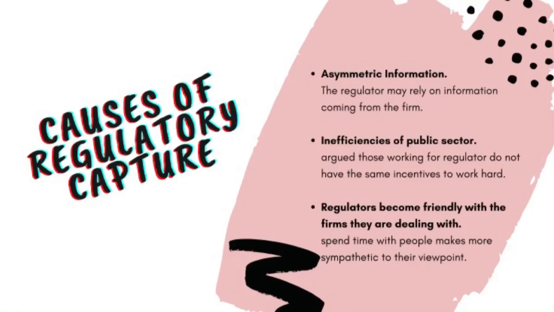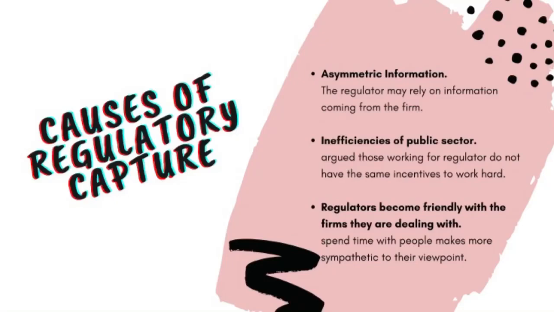So the first point, asymmetric information, is about the regulator possibly relying on information coming from the firms. For example, information about price, cost, level of investment. So with biased information, the regulator may be generous to the firm. For example, allowing price increases to fund necessary investment.